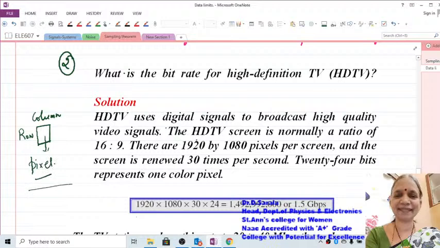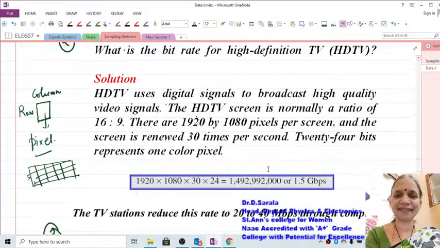So when you see a TV screen, this is divided into different pixels. These pixels are distributed in this wide screen 16:9. So 1920 by 1080. This is width, this is length per screen. So as we have seen, if the number of pixels is increased, you will have a fine, sharper picture on the screen. The definition is clear. And the screen is renewed 30 times per second. 24 bits represents one color pixel.